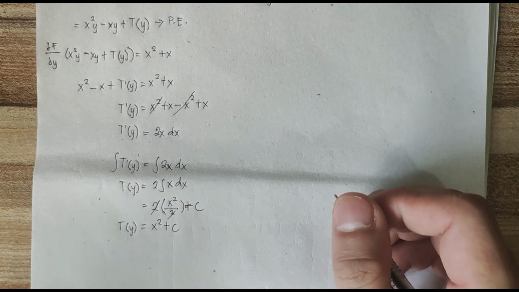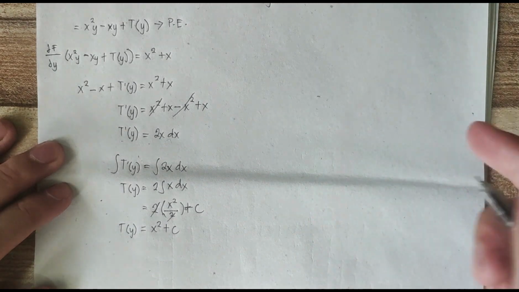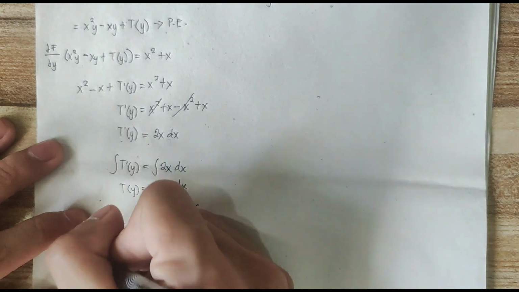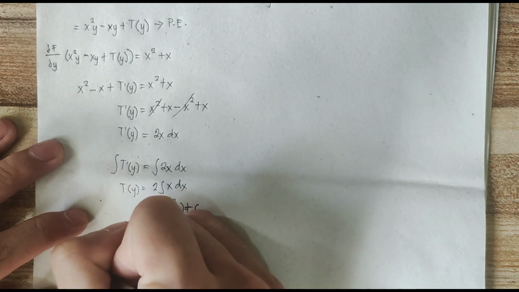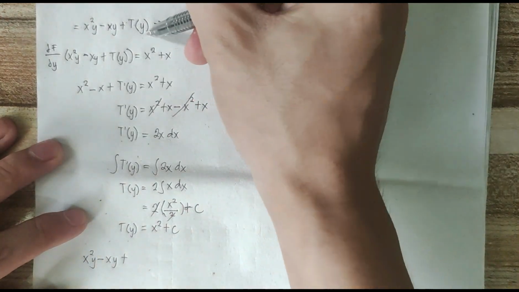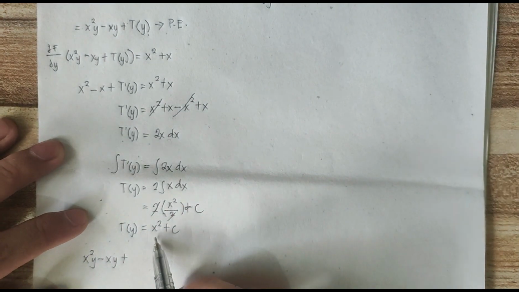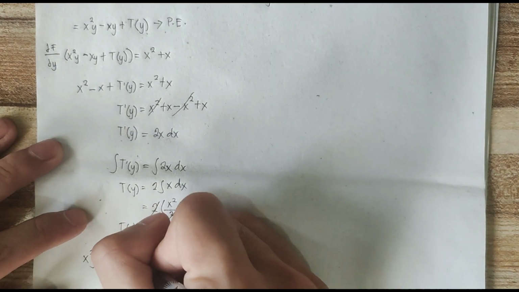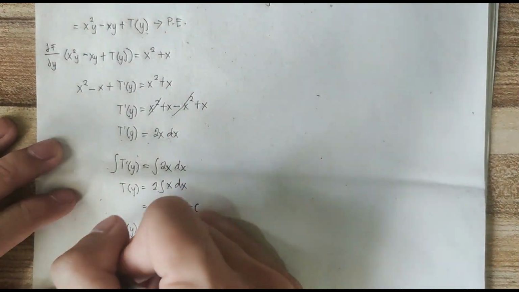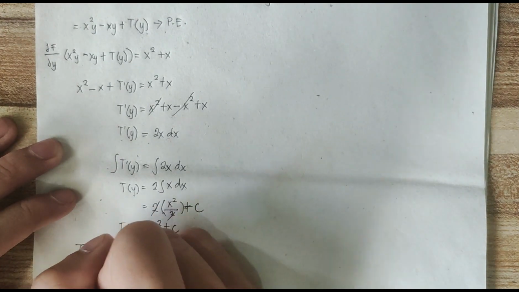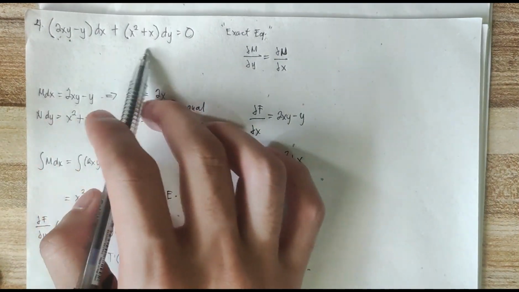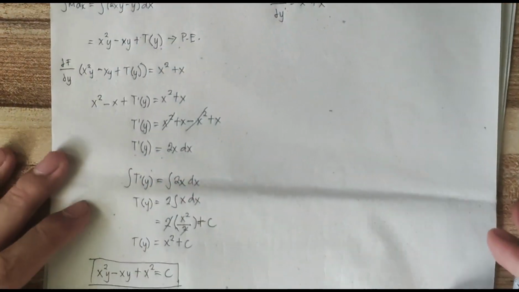Since we now have the value of our t of y, we just simply substitute this into our partial equation. Then we have x squared y minus xy plus the value of our t of y, which is x squared, equals c. So this is now our general solution of this given differential equation using the exact equation.